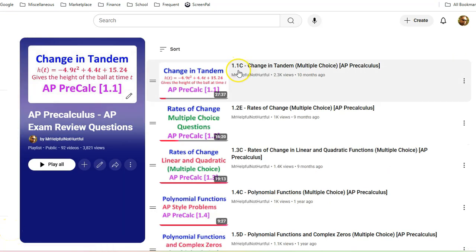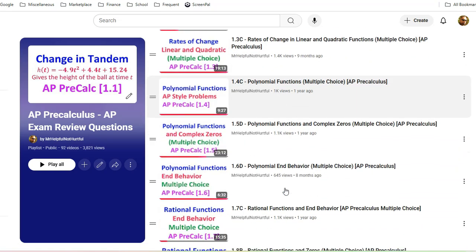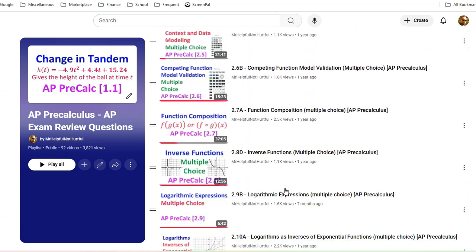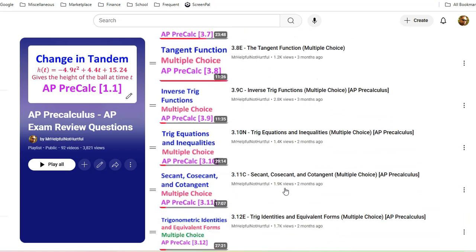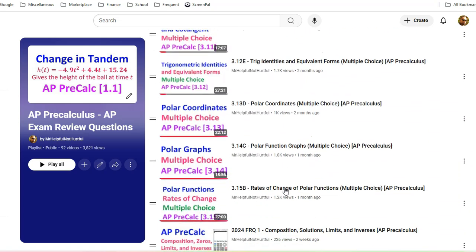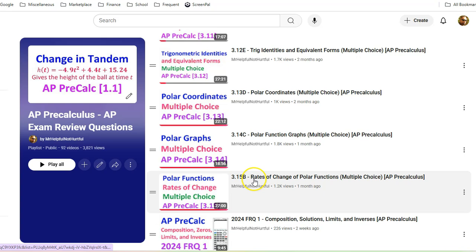The playlist begins with multiple choice questions provided by the College Board. There's a separate video for each topic covered by the AP exam. You can ignore the little letter on the end. This is topic 1.1, 1.2, 1.3, and so on. All the way down to topic 3.15, which is the last topic covered on the AP exam.